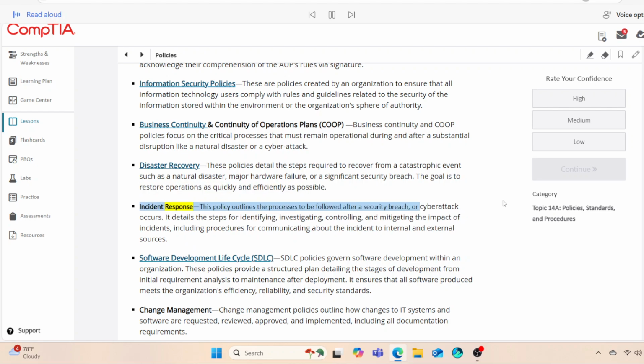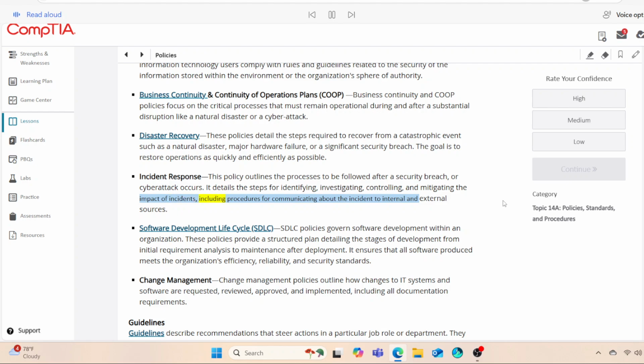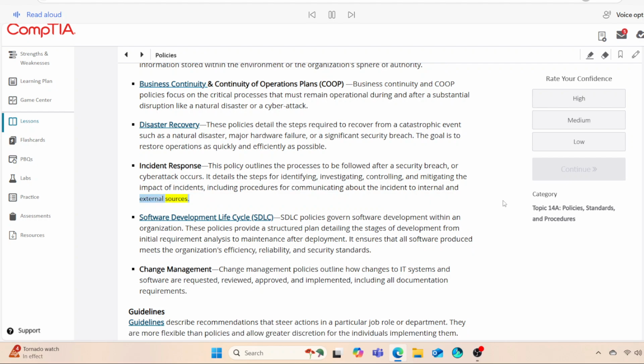Incident response. This policy outlines the processes to be followed after a security breach or cyber attack occurs. It details the steps for identifying, investigating, controlling, and mitigating the impact of incidents, including procedures for communicating about the incident to internal and external sources.